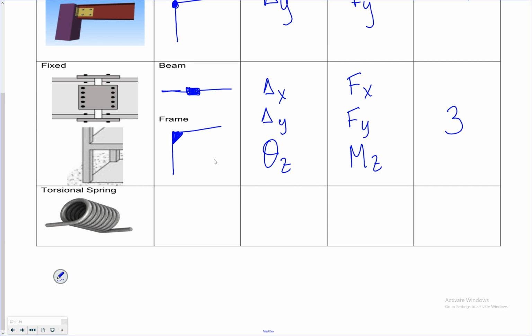And finally, I have my torsional spring. All right, if I'm looking at a frame, I'm going to put a little spiral right there saying, hey, there's a torsional spring here. Again, it's similar to a pin, so we have deflection in the X and Y direction being constrained and some type of rotation being constrained, but we don't know what it is. Similarly, forces in the X and Y direction and some type of moment are all being transferred at that joint. So 3 unknowns.